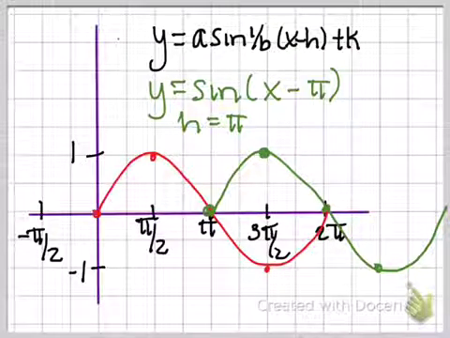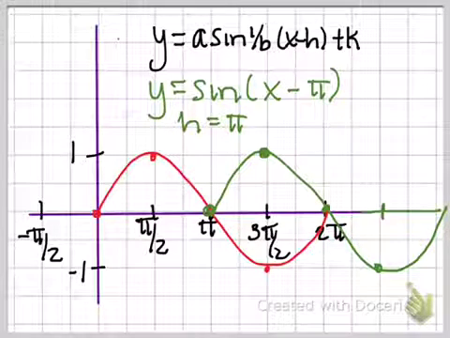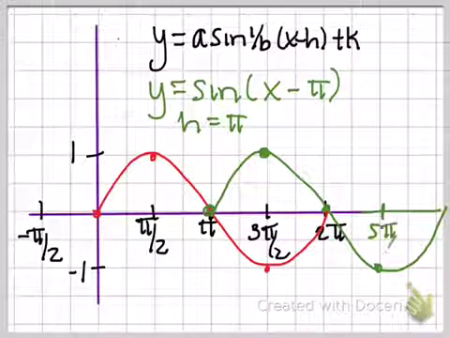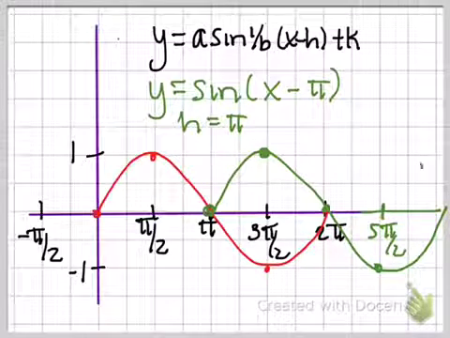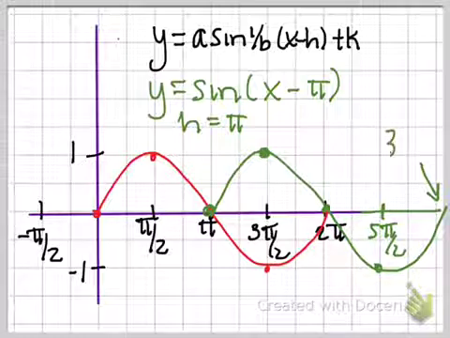So if I extend my graph out, this point here is 2 pi, which is the same thing as 4 pi over 2. This would be 5 pi over 2. And the next point, which you can't see, would be 3 pi.